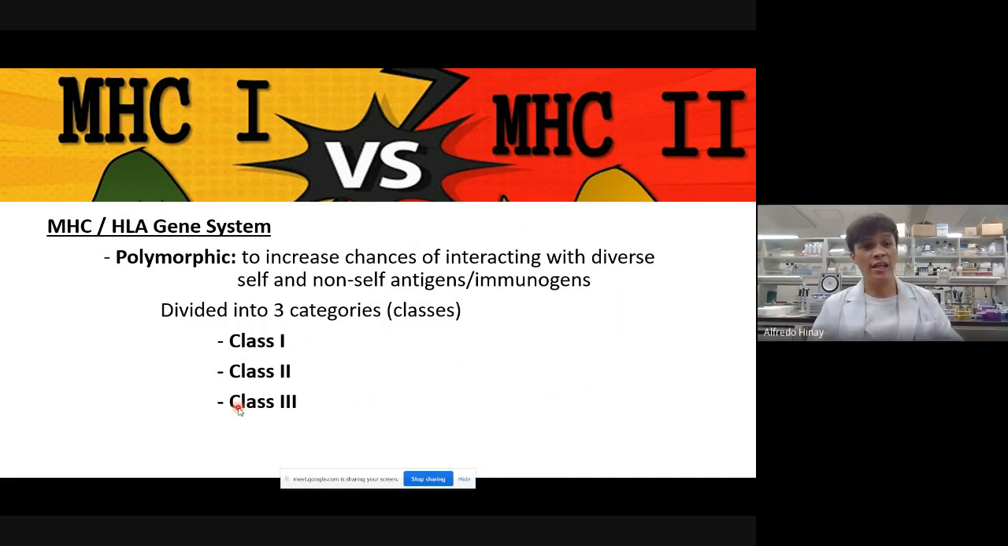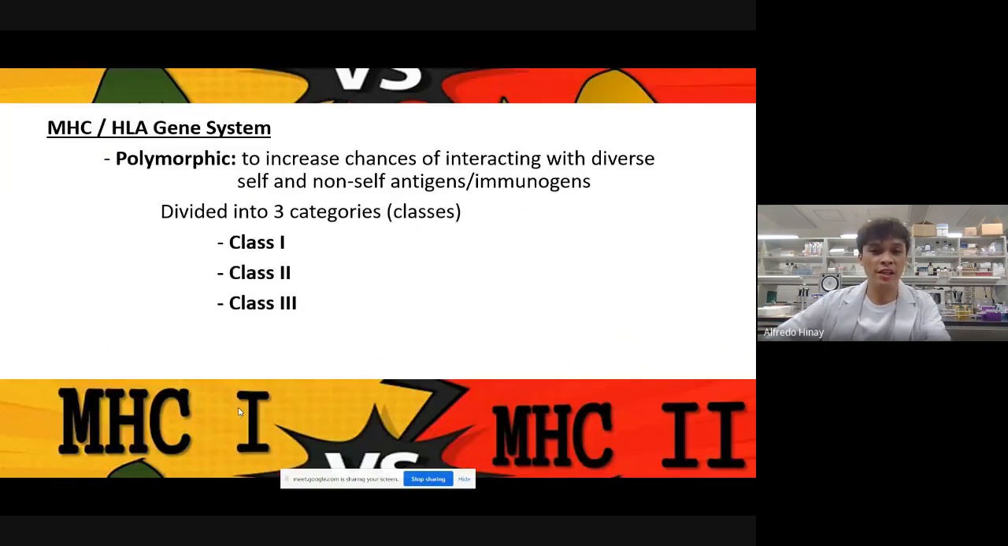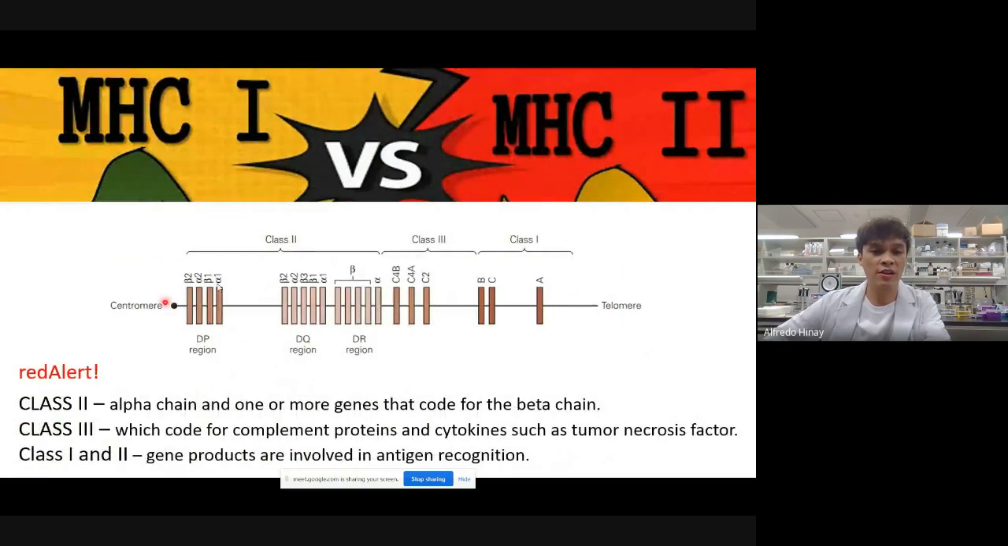Then your MHC HLA gene system is divided into three categories or classes. So you have your class 1, class 2, and your class 3. So here, if you can observe, this is your HLA, MHC gene. Then you have your class 1, class 2, and you have your class 3. Red alert tayo because these are some questions that usually appear on your board exam and or pre-board exam. So in preparation for that, we need to at least memorize this one.